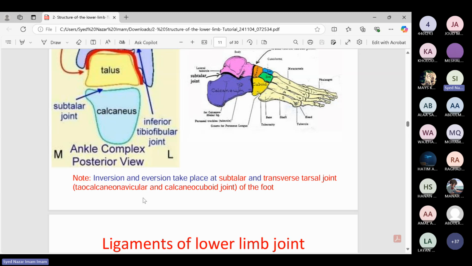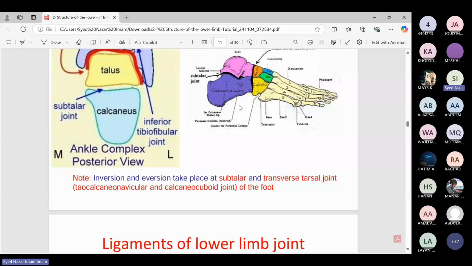As I told you, inversion and eversion takes place at the subtalar joint. Subtalar is the posterior talocalcaneal joint. This joint I'm talking about is called the subtalar joint. And the transverse tarsal joint, what is the transverse tarsal joint? Talocalcaneonavicular and calcaneocuboid joint.